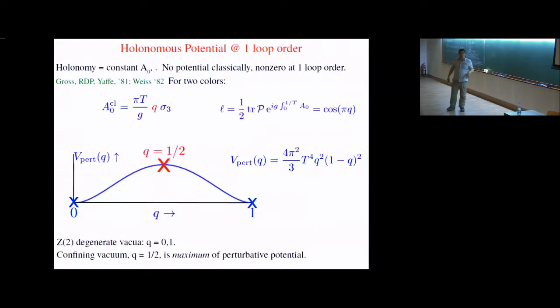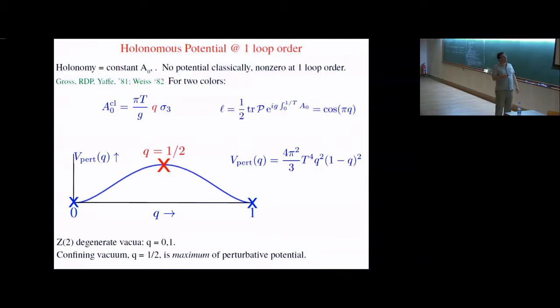Okay, what I'm going to tell you about today is a matrix model that's based on non-trivial holonomy, which is basically just taking constant A naught. So for SU(2), what you do is you simply take A naught classical proportional to the sigma 3 matrix, and then you have one parameter Q. The Polyakov loop, which is the trace of the thermal Wilson line, is then cosine of pi times Q. And what you can show is that you have no classical potential, but you get something generated at one loop order, and I'll show you how to compute this later.